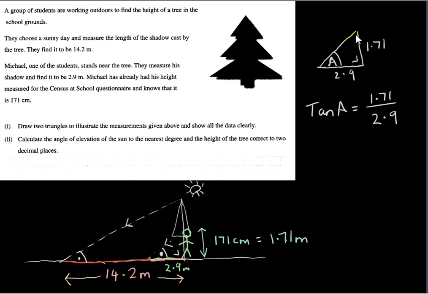Now we could find A a different way. We could find the length of the hypotenuse by using Pythagoras' theorem. So we could calculate this distance here. And then we could use, say, the sine rule. We could say 1.71 over sine of A equals this distance divided by the sine of 90 degrees. So we have one angle in this triangle. But we'd have to get this distance using Pythagoras, and then we'd have to apply the sine rule. That's more work. It's easier to use one of the ratios for right angle triangles.